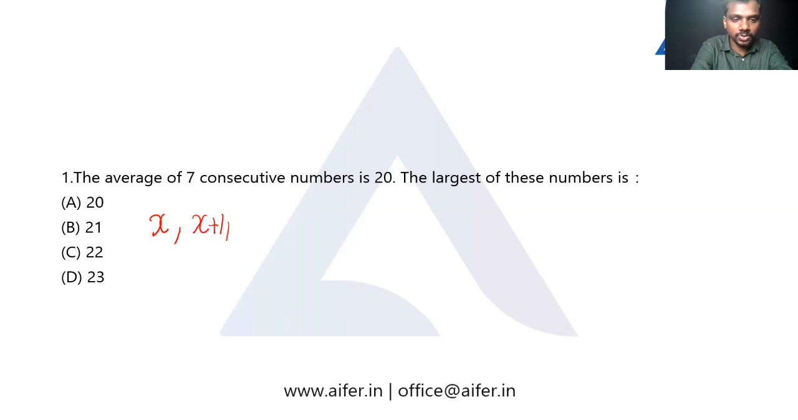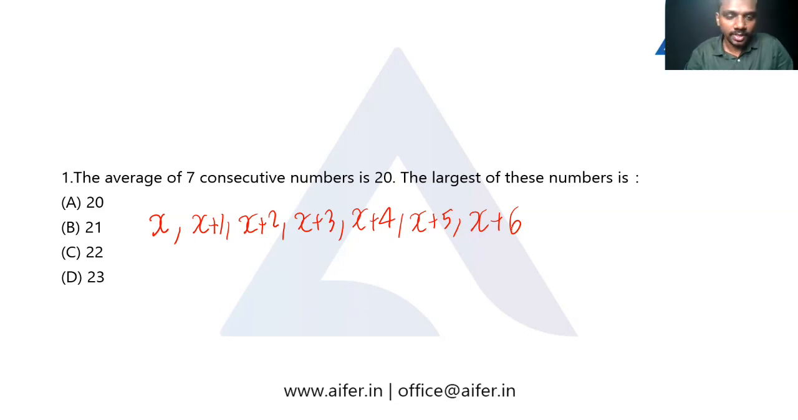The second one will be X plus 1. The third one will be X plus 2. The fourth one will be X plus 3. The fifth one will be X plus 4. The sixth one will be X plus 5. And the seventh one will be X plus 6. So we have X, X plus 1, X plus 2, X plus 3, X plus 4, X plus 5, and X plus 6. This is the individual value of the 7 consecutive numbers. The average of the 7 consecutive numbers is already given in this question.